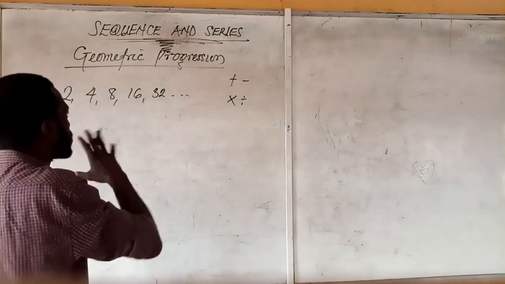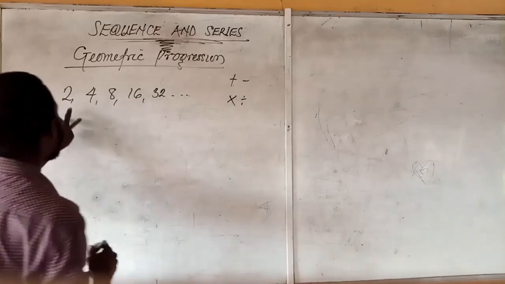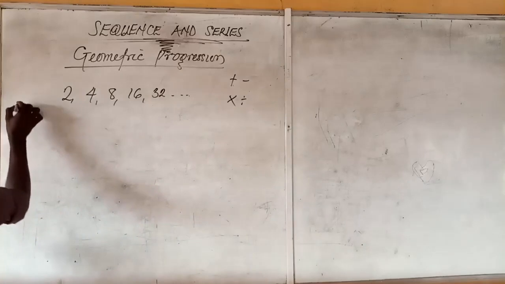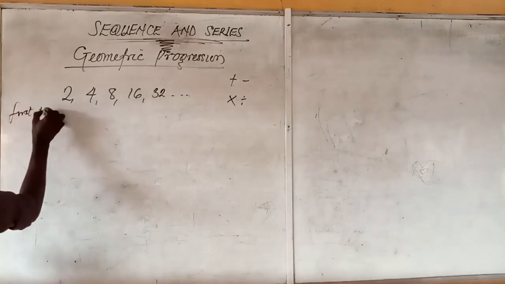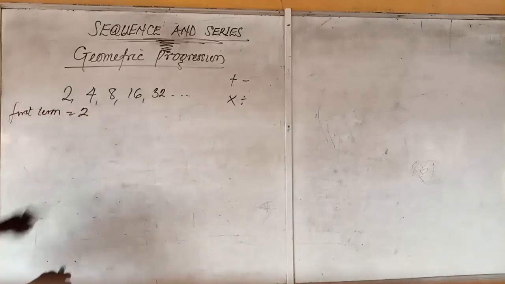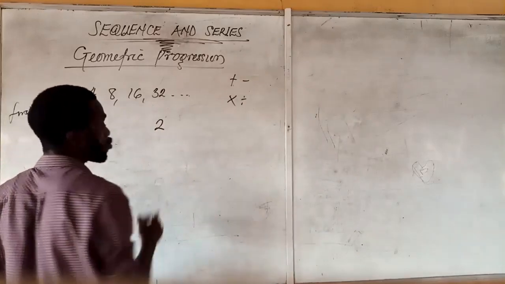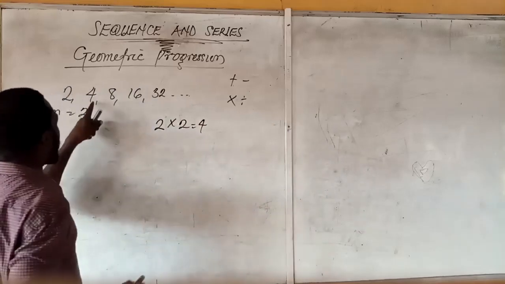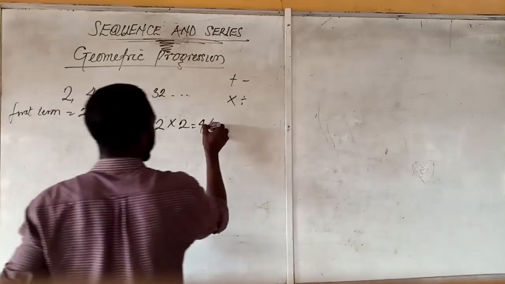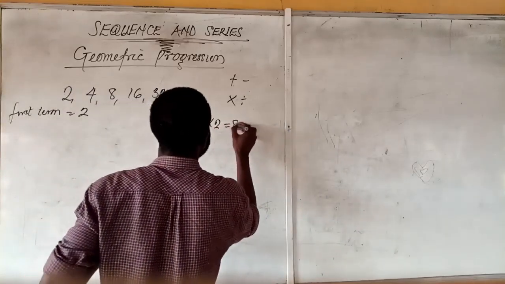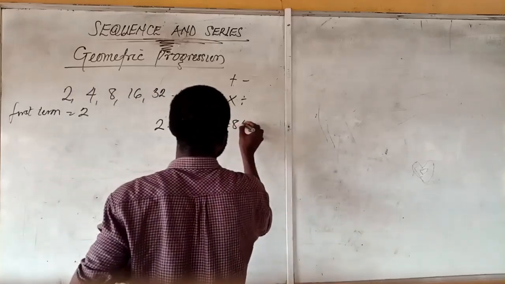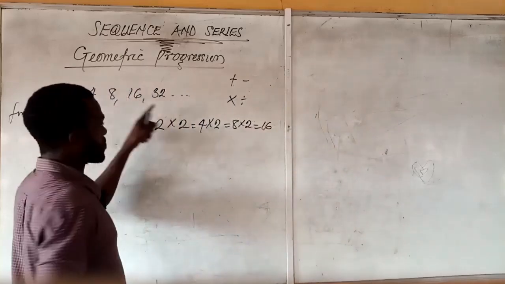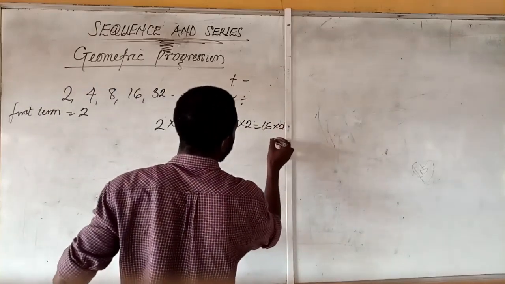Now, let's go in the way we did the other one. How did we get 4? We came from 2, which is the first term, and in this case, our first term is going to be 2. But how did we get 4? We started with 2, we multiplied by 2, and it gave us 4. How did we get the next one? We multiply this by 2 again to give 8. How did we get 16? Multiply this by 2, we get 16. How about 32? Multiply this by 2, we get 32.